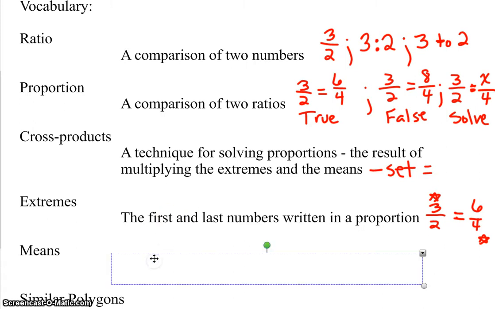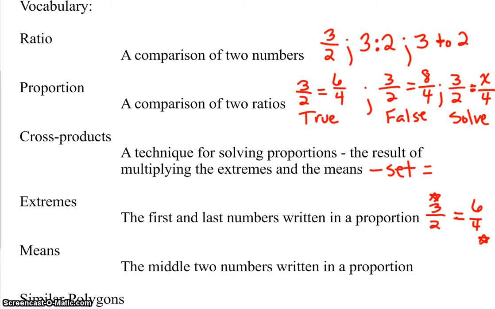The means are the two middle numbers that you would be writing. Again, the same example. We would have 3 to 2 equals 6 to 4. The means would have been the 2 and the 6. One of the good things about proportions is that the product of the means always equals the product of the extremes. For example, if you were to multiply the 2 times the 6 and the 3 times the 4, if it's true, you should get the same answer, which in this case is 12.